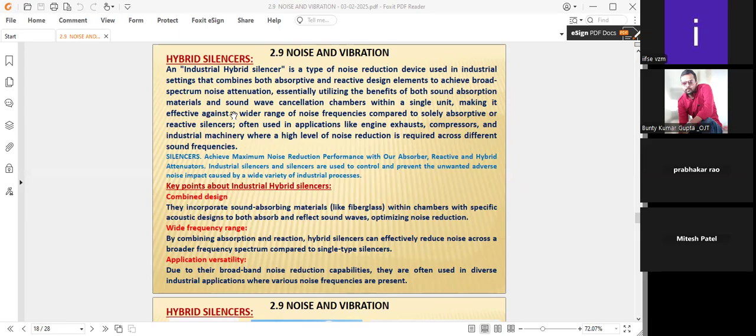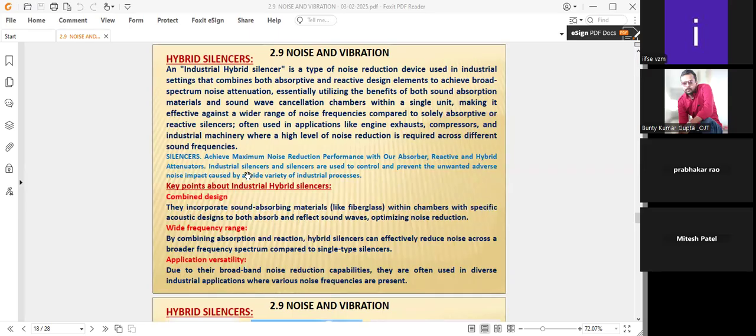That means there are two cases. In one case, there is absorption and the sound goes back to the source. The second case is absorption of sound waves and releasing heat. In both cases, the heat will be taken care of by the organization. Silencers, you know, achieve maximum noise reduction performance with absorbers, reactive and hybrid attenuators.